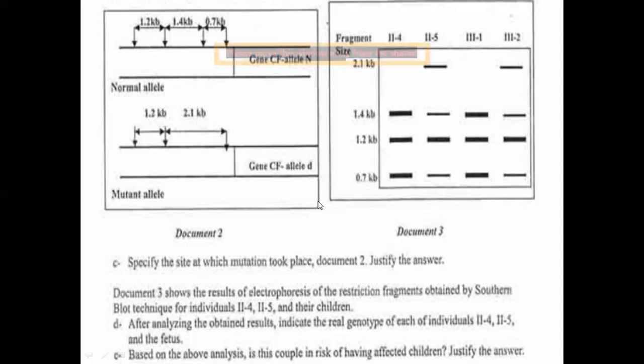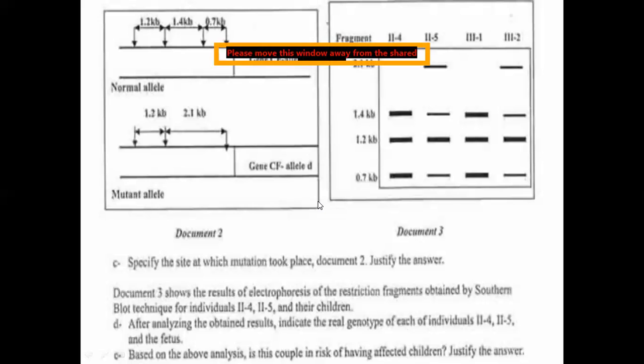What's the question? What do you think about the genotype of the individual 2-4? Selena, you have to use document 2 as well. You have to look at the number of the fragments or the size of the fragments. In document 3 we are observing fragments of size 2.1 kilobase, 1.4, 1.2, and 0.7. You have to compare these to document 2 in order to know if they have two normal alleles, or one normal and one affected, and so on. Okay?